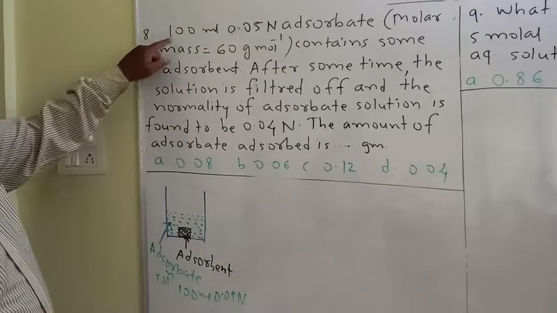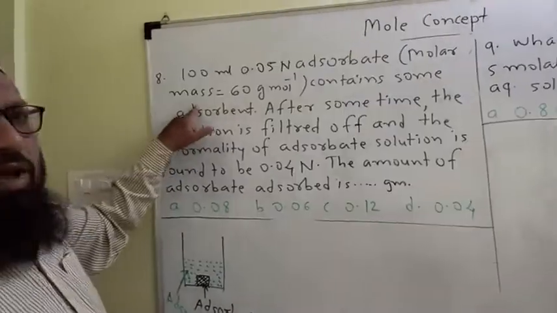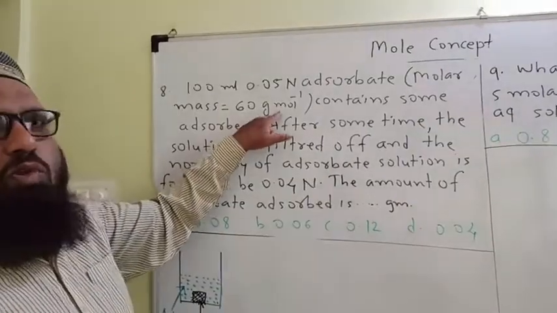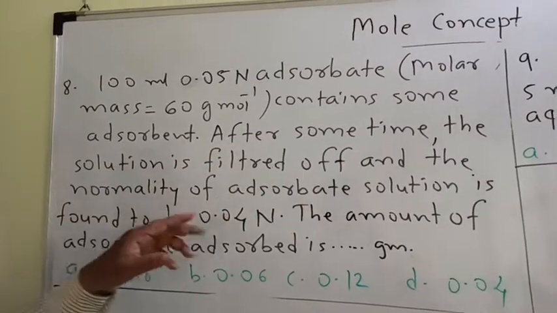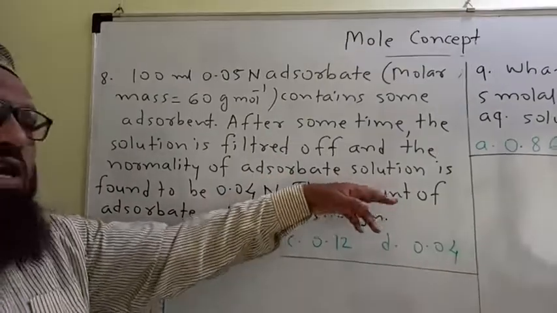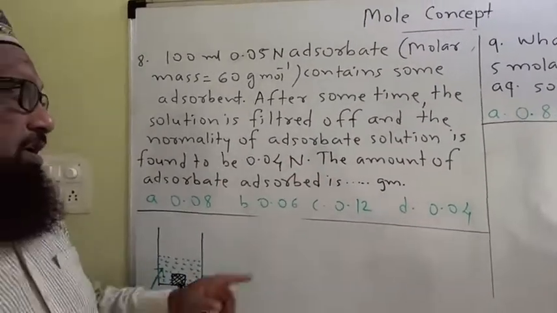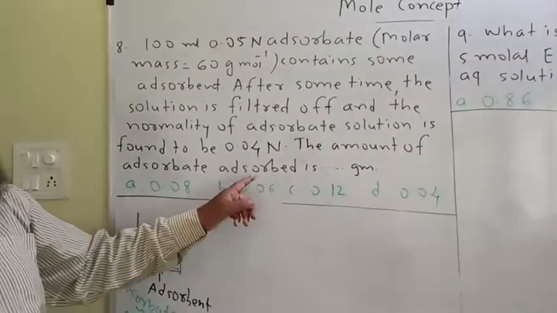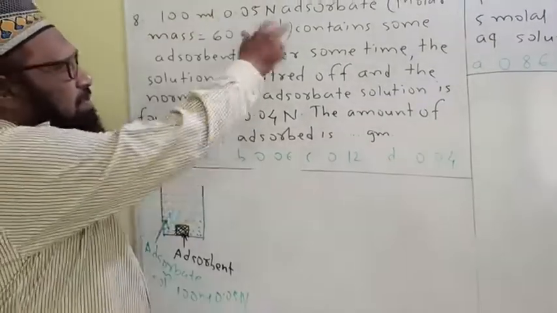Question 8. 100 ml of 0.05 normal adsorbate solution, molar mass equal to 60 gram per mole, contains some adsorbent. After some time the solution is filtered off and the normality of the adsorbate solution is found to be 0.04 normal. The amount of adsorbate adsorbed is dash gram. Let us see here, summary.